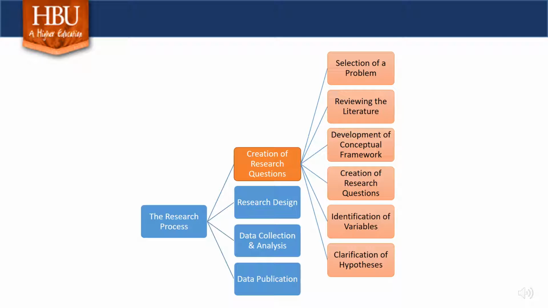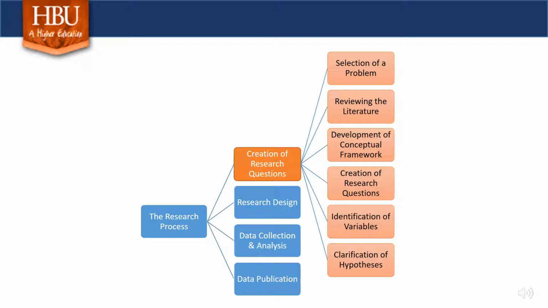I really like how this slide helps us see a big picture of where we're going. If we start and think about the research process, there really are four components of that. We have to have a research question, we have to determine our research design, we'll collect and analyze data, and then we'll publish that data or we'll talk about that data.